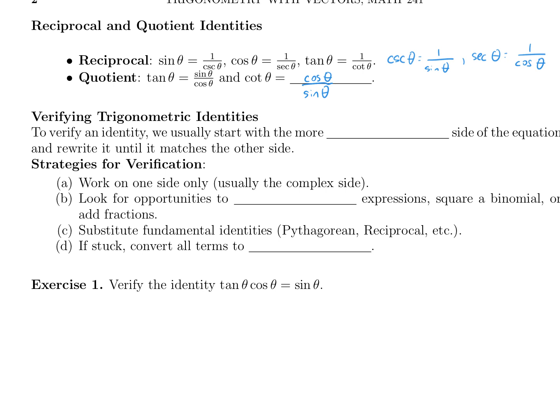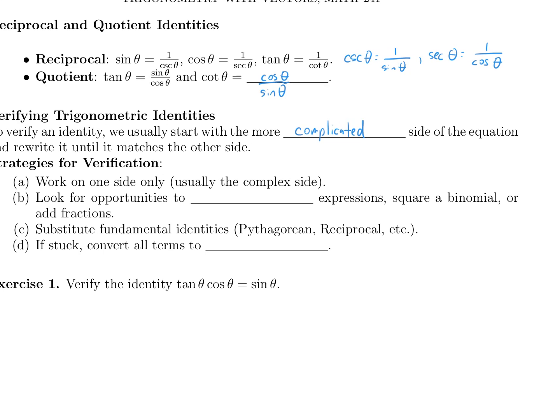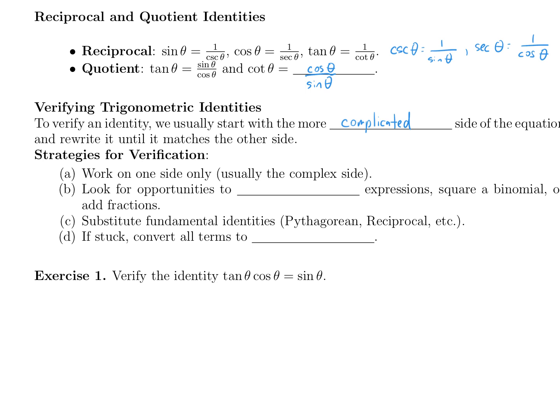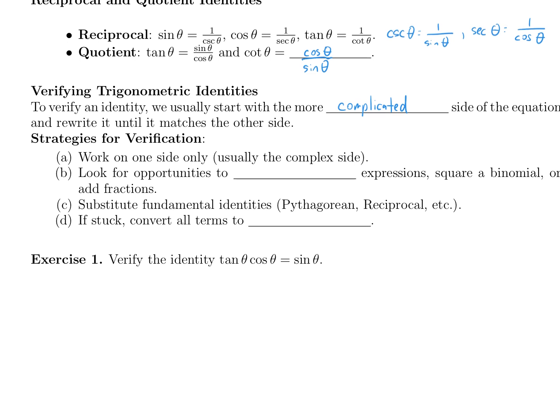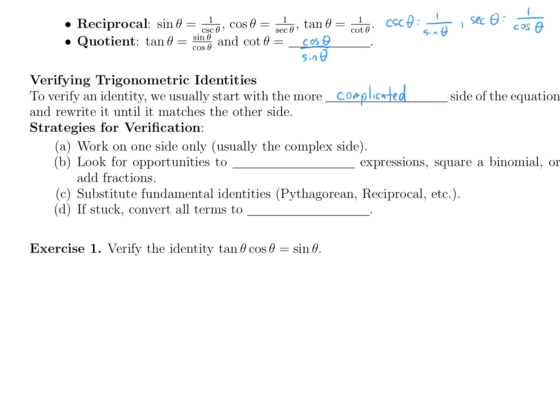All right, to verify an identity, you usually want to start with the more complicated side of the equation. Okay, because you're going to have an equation and you're going to have two sides of the equation, and the goal is to make the left side look like the right side. All right, so you always want to start on the side that's more complicated and simplify it.